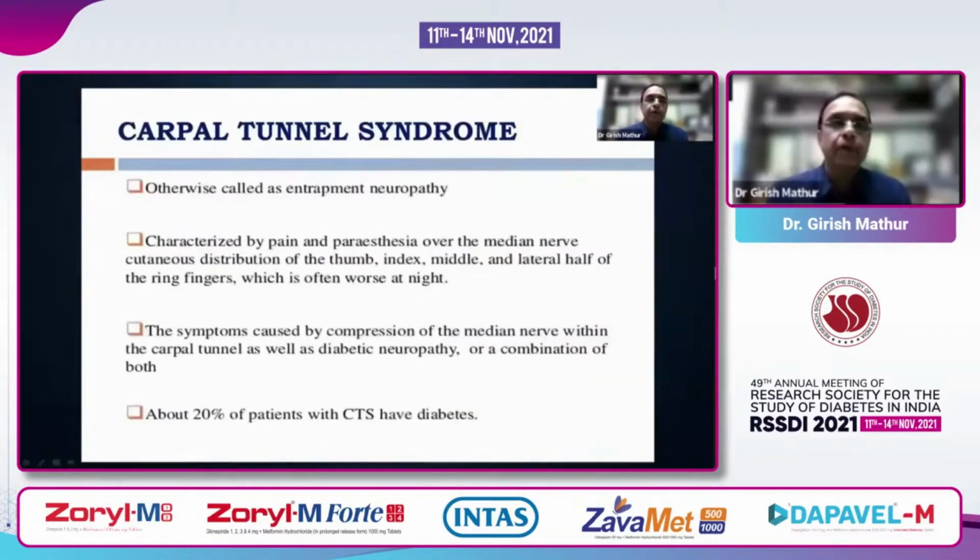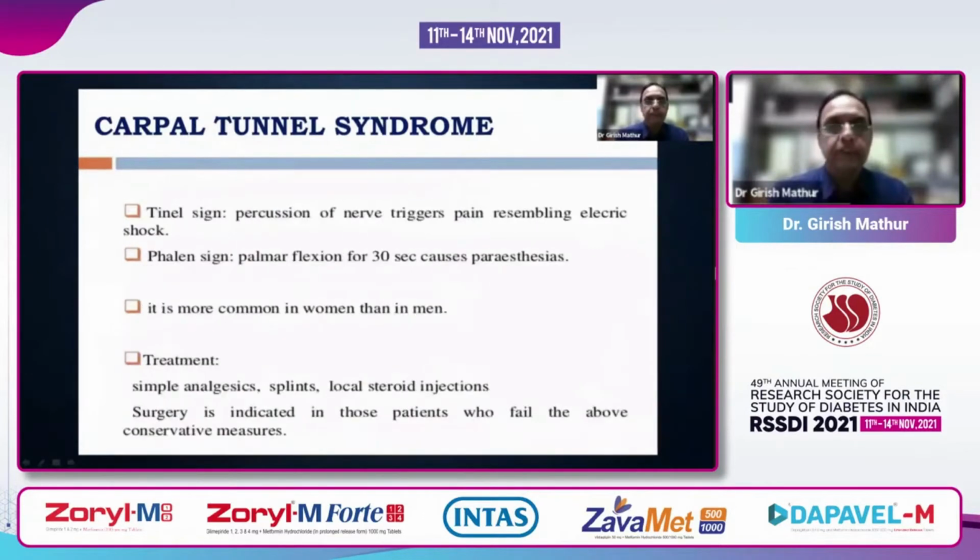One more important manifestation is carpal tunnel syndrome, otherwise also called entrapment neuropathy. It's characterized by pain and paresthesia over the median nerve cutaneous distribution of the thumb, index, middle, and lateral half of the ring finger, which is often worse at night. The symptoms are caused by compression of the median nerve within the carpal tunnel, diabetic neuropathy, or a combination of both. Twenty percent of patients with carpal tunnel syndrome have diabetes.